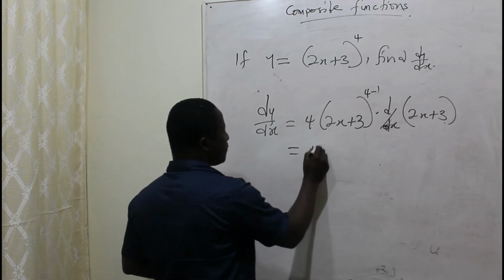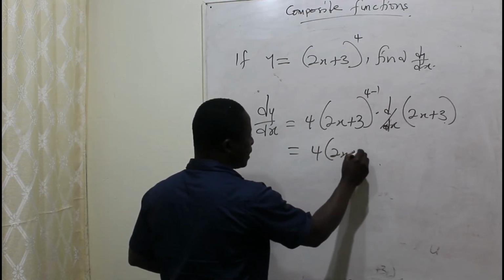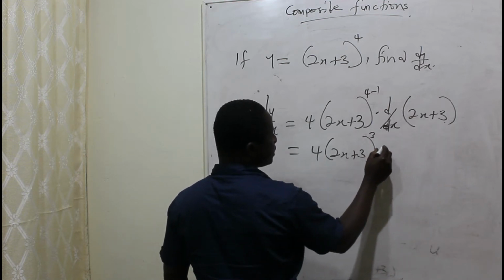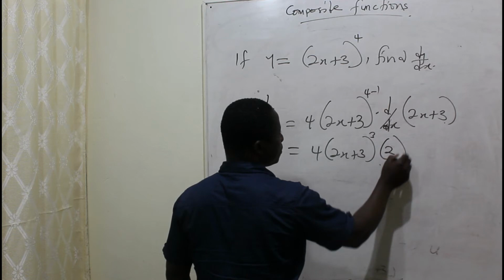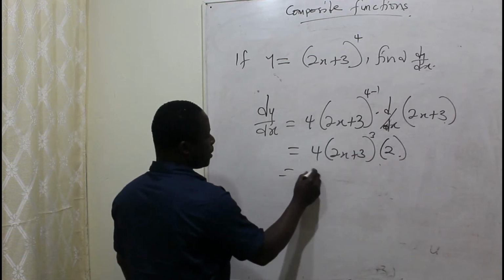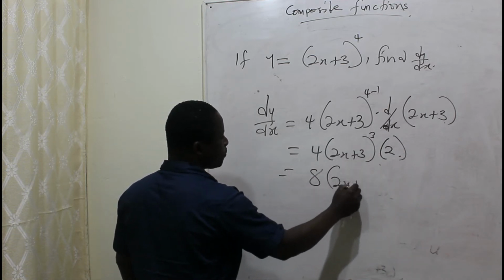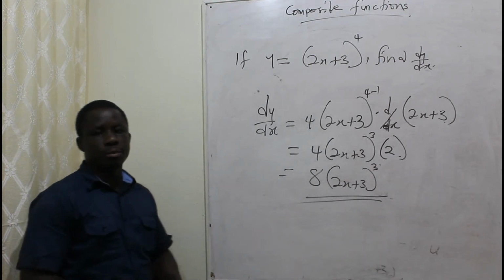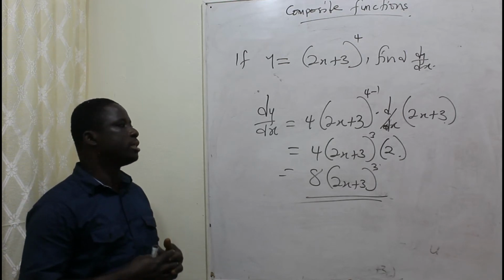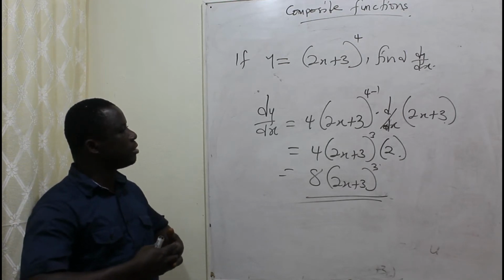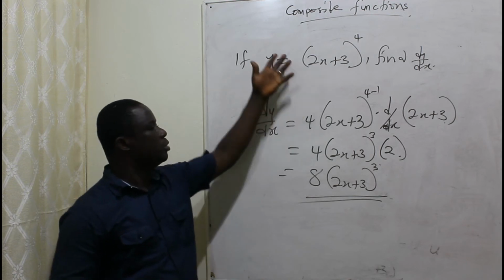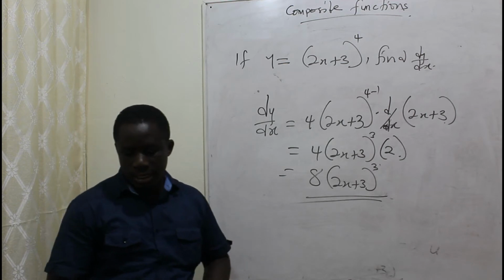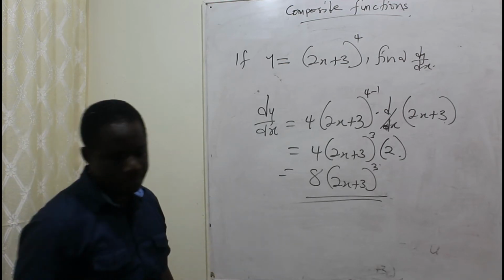So we can now write 4(2x + 3) exponent 3. Then differentiating the inside will give us 2. And when you take the product, it is now 8(2x + 3) exponent 3, and that is the answer. Very simple. So as we move forward, it is not all the time that you have to make u equal to something. You can go by this process and you get the answer. Let's pick another example.